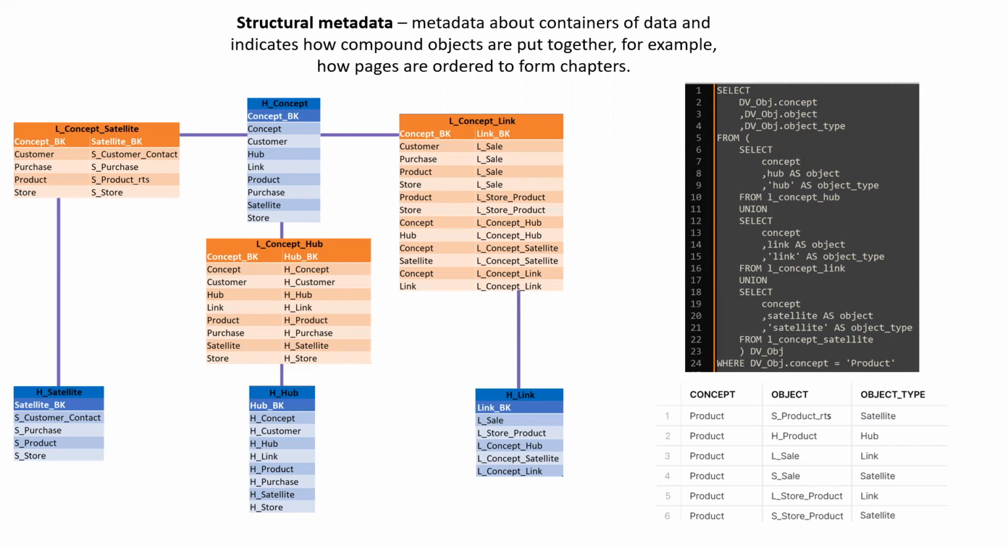Good. All right. So this is structural data. We just talked about descriptive. Now this is the structural side of that. We're going to talk about how the objects are put together. And you can see to facilitate that, I've created an additional hub for each of the basic types of Data Vault objects. We have a hub for satellites, we have a hub for hubs, and we have a hub for links.